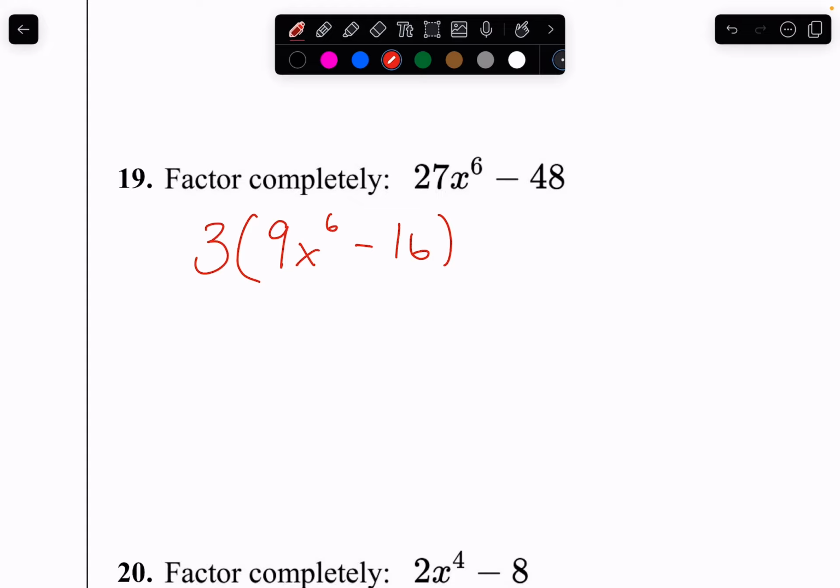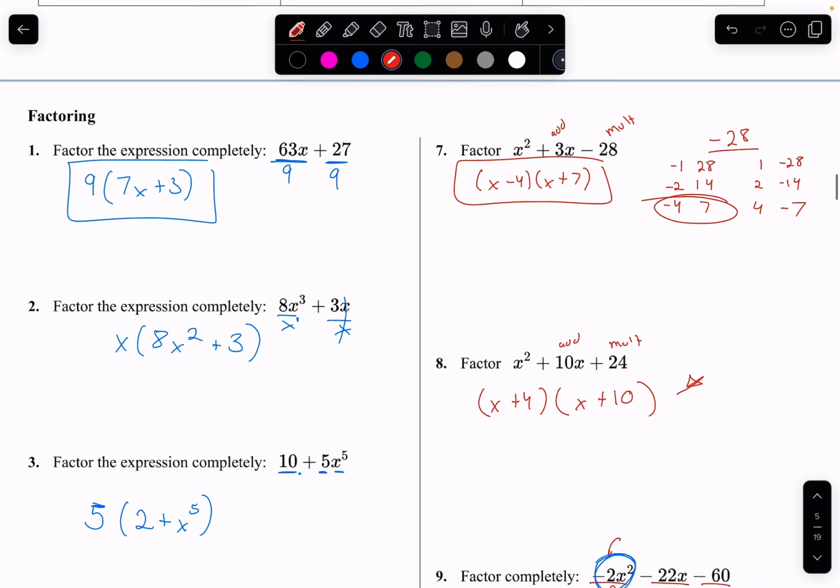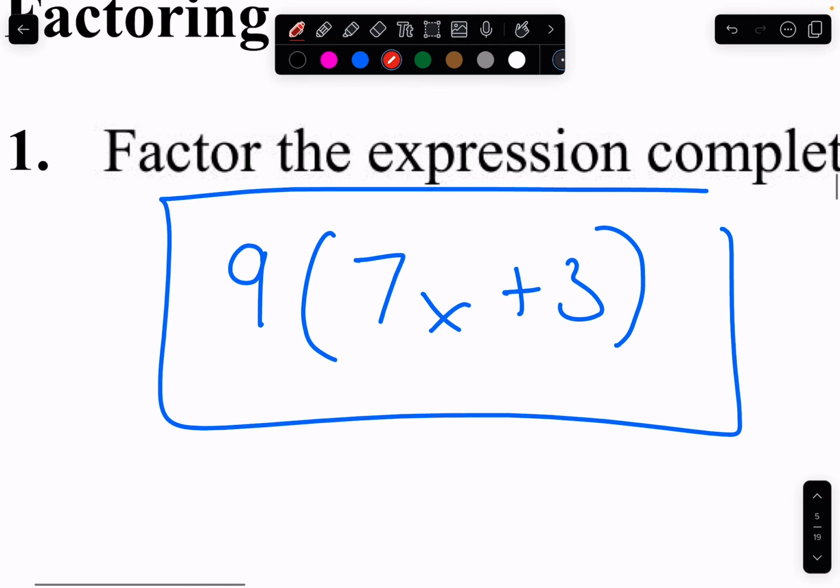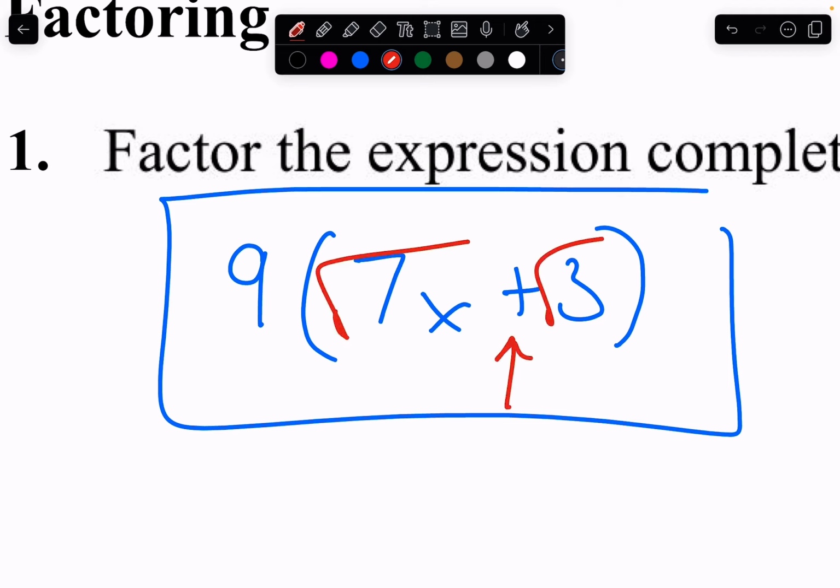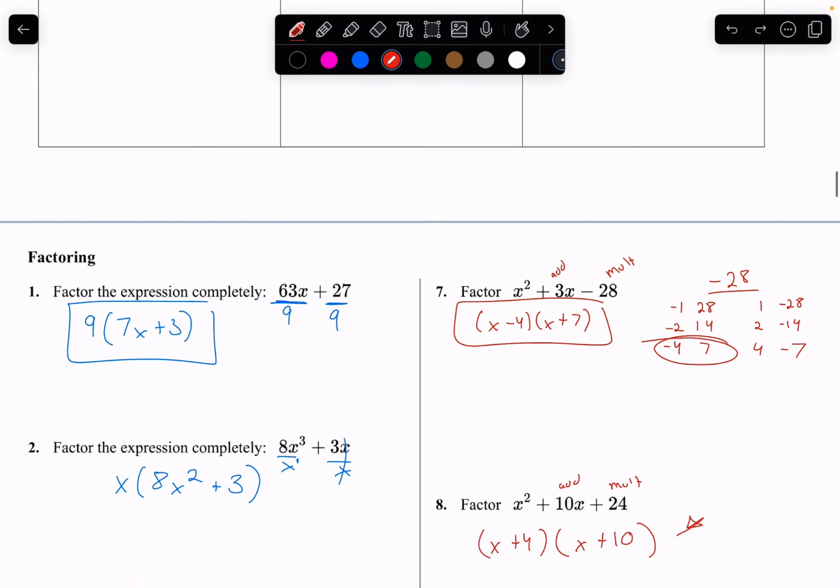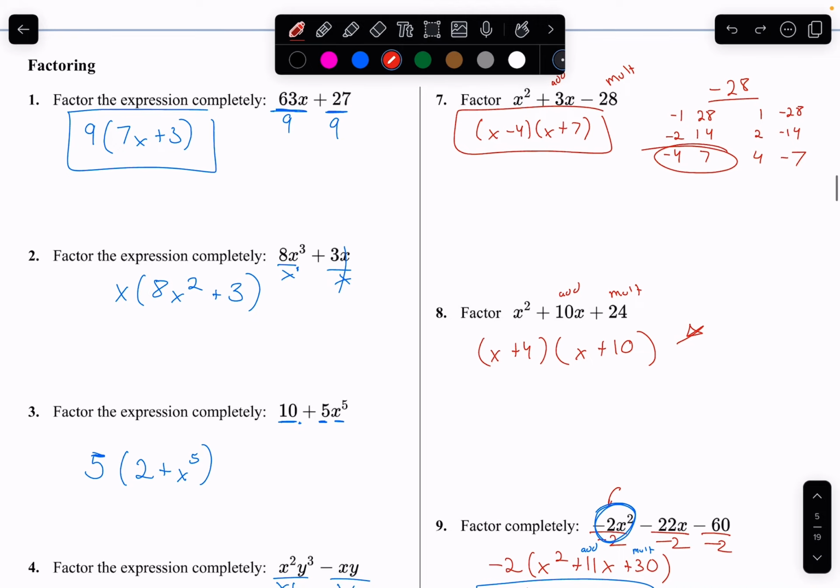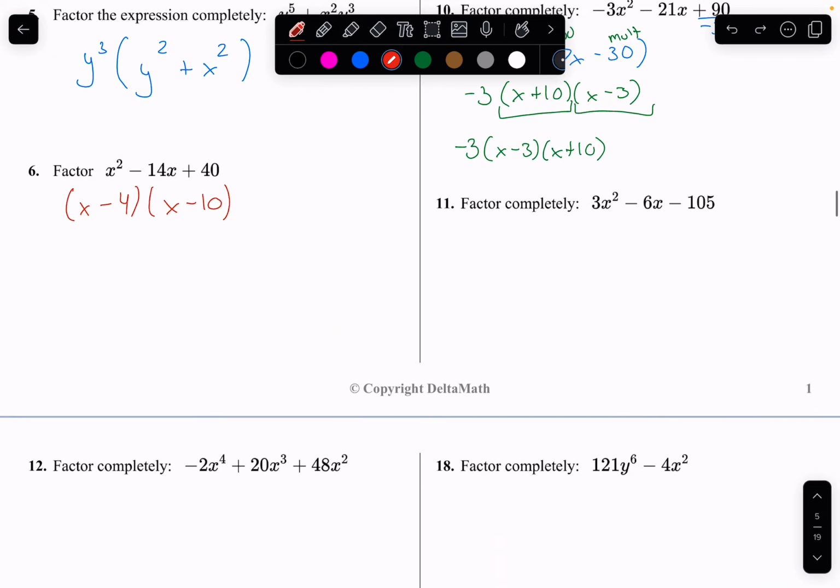However, this is a difference of squares. And it is important that you can identify a difference of squares. So if we go back to this one here, this one was a GCF one with 2 terms, right? We pulled a 9 out. However, first off, it's not a minus sign, and you cannot square root 7x, and you cannot square root 3 nicely, right? So that's not going to be a difference of squares. So keep that in mind.